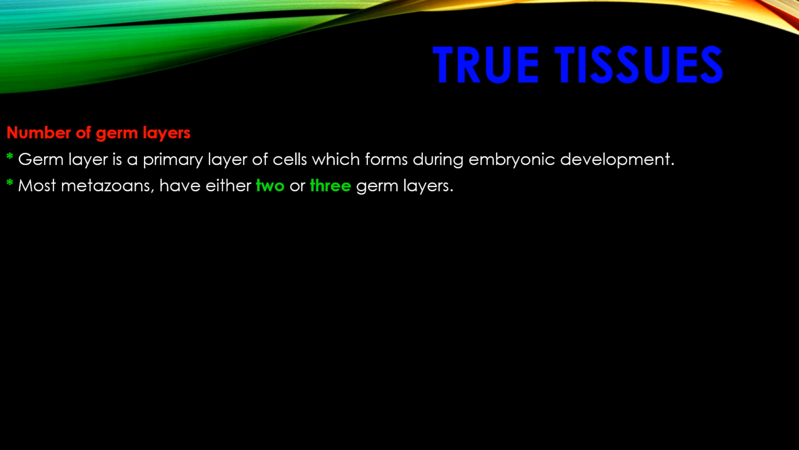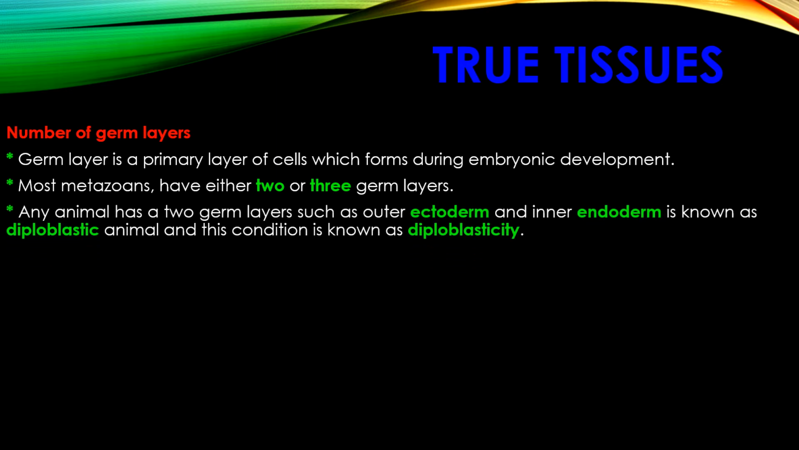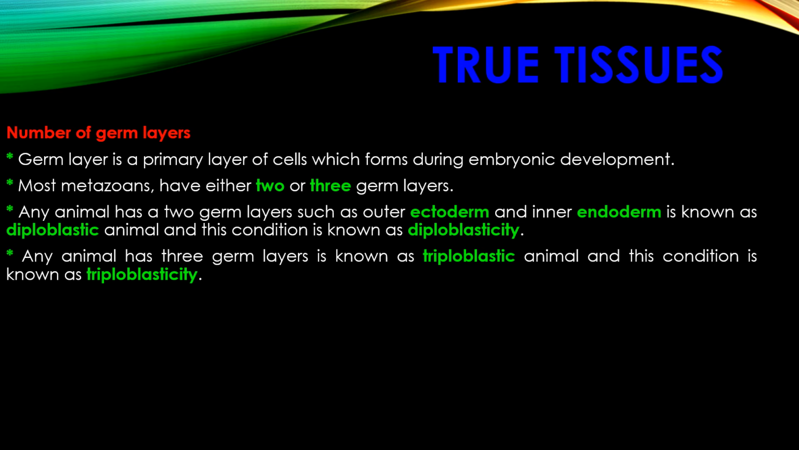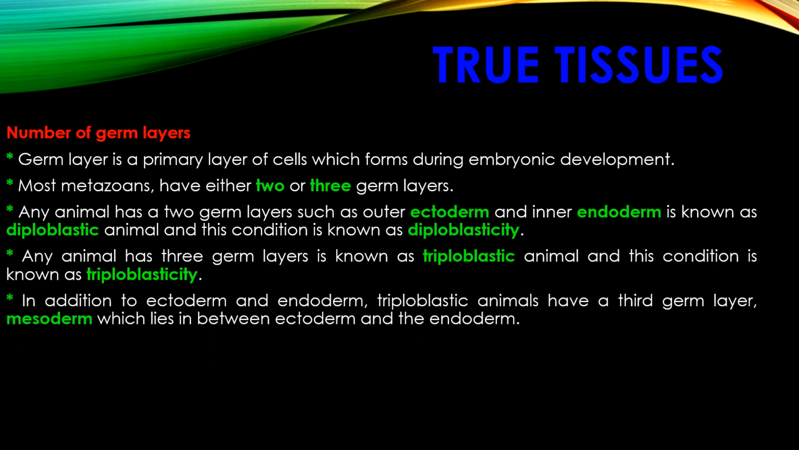Any animal that has 2 germ layers, such as outer ectoderm and inner endoderm, is known as a diploblastic animal, and this condition is known as diploblasticity. On the other hand, any animal that has 3 germ layers is known as a triploblastic animal, and that condition is known as triploblasticity. In addition to ectoderm and endoderm, triploblastic animals have a third germ layer, that is mesoderm, which lies in between ectoderm and endoderm.